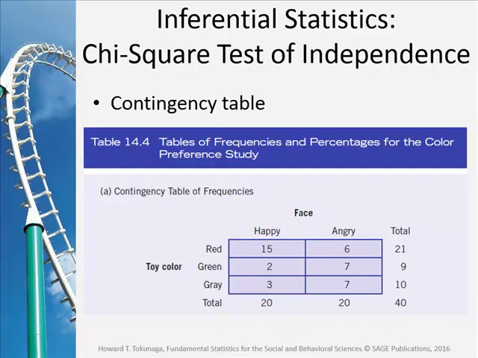All right? And this was the distribution. Happy face kids, 15 of them picked the red toy. 2 picked the green, 3 picked the gray. The angry kids, 6 picked the red, 7 picked the gray, 7 picked the green. We're going to see, now do we observe a difference? It looks like the angry people are evenly distributed, 7, 6, 6, or 7, 7, 6. But 15, 2, and 3, that doesn't look so evenly distributed, right? There might be something going on there.